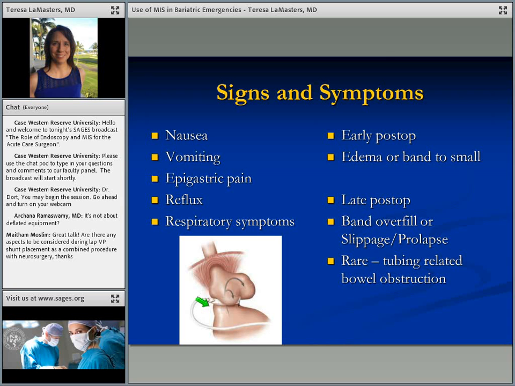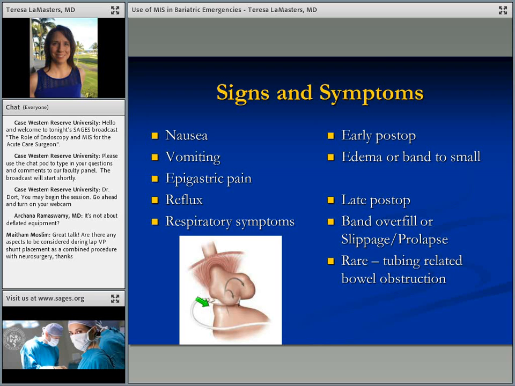Again, that's the weak zone. To take care of a leak, it's going to present a lot like a bypass leak. Rarely do they present early. The key with sleeve leaks is the majority present late, 3 to 6 weeks after surgery. So you need to be really aware that that's a very different presentation than a gastric bypass time frame.